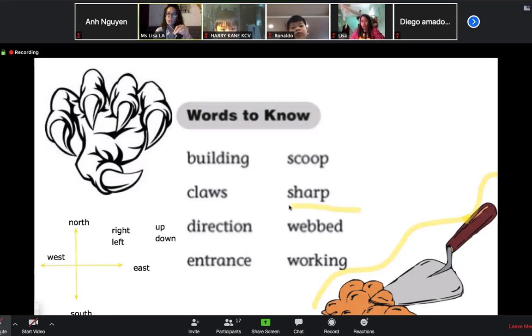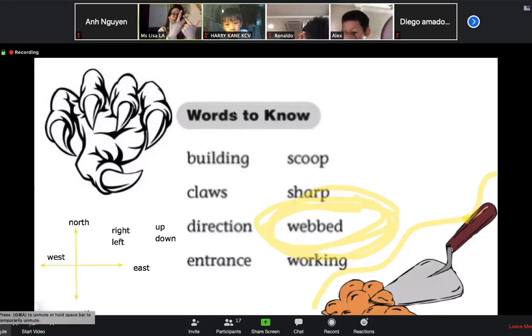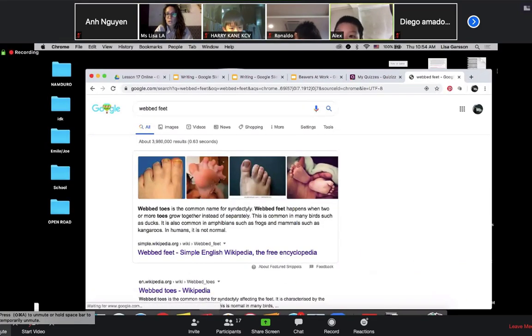I'm going to circle it on here for you. Do you see the word webbed? Webbed means a spider does not have webbed feet. Webbed means when you have your toes like this and there's no space here. Your toes are connected by skin in the middle, like this. Do you see it? Can we look up a picture of webbed feet? Webbed feet are good for swimming.